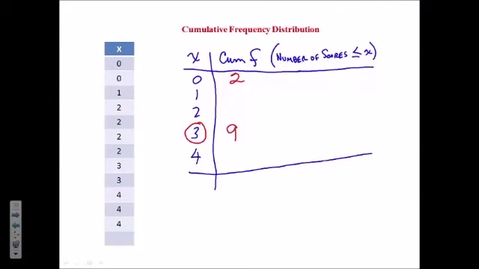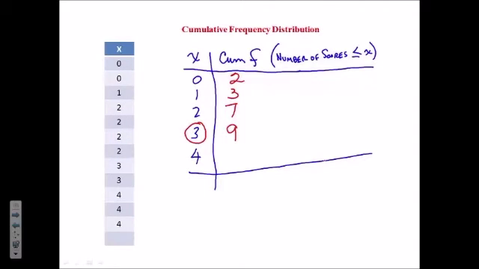How many scores are less than 1 or equal to 1? Well, these scores are less than 1, and this one is equal to 1, so there are a total of 3 scores that are less than or equal to 1. What about 2? These 3 scores are less than 2, and these 4 scores are equal to 2, so therefore there are 7 scores that are less than or equal to 2.